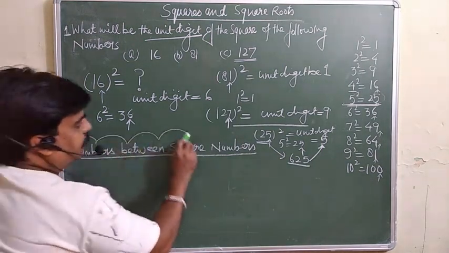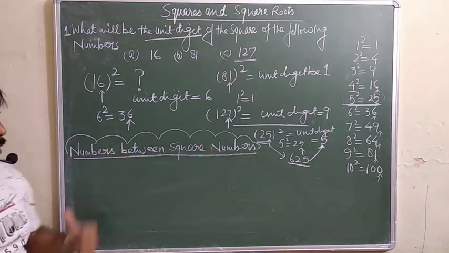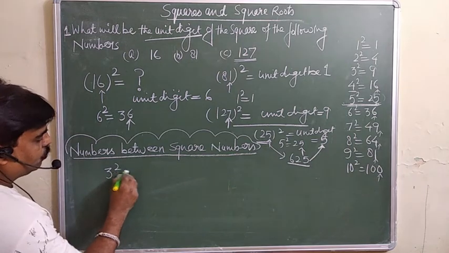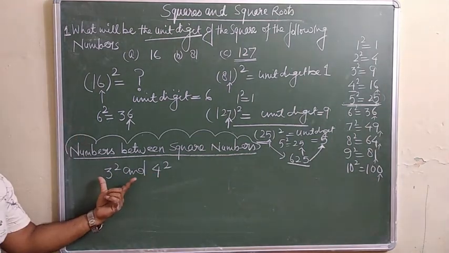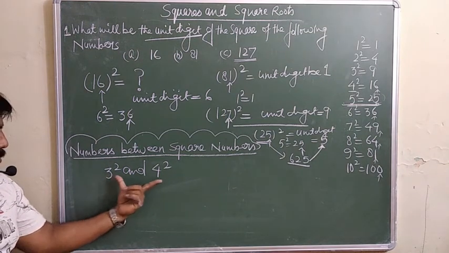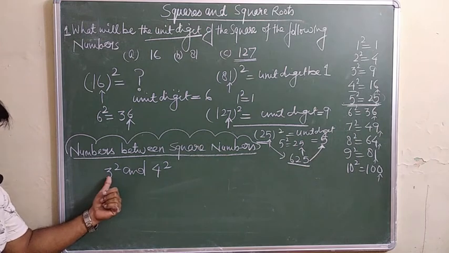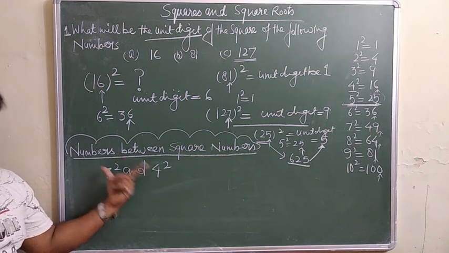Now the next point is numbers between square numbers. Two numbers are given. Suppose we are saying 3 square and 4 square. We are going to do the square of these two numbers, and we want to know how many numbers are lying between the square of these two numbers. किन्हीं दो consecutive numbers के square. Remember, 3 and 4 are consecutive numbers. किन्हीं दो consecutive numbers के square के बीच में how many numbers will lie.